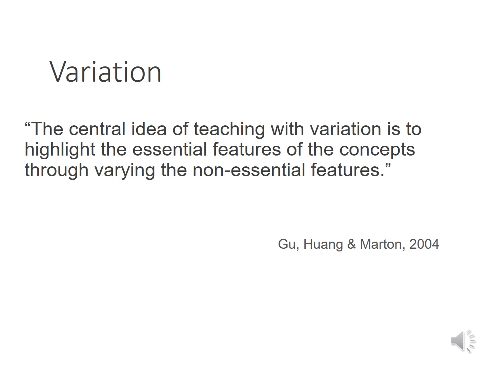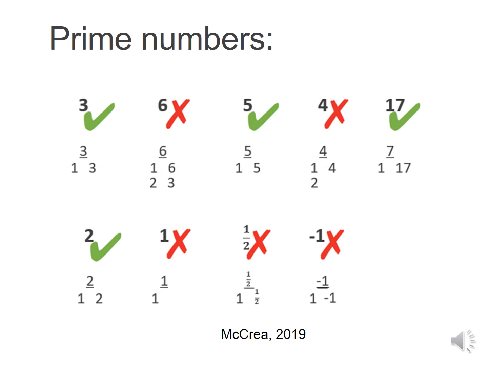The central idea of teaching with variation is to highlight the essential features of the concepts through varying the non-essential features. I think that is one of our takeaway themes from today. So I really want to put some in place how we can teach things. Again, we wouldn't need a worksheet to do this, but by teaching people what a prime number is, choosing our examples very carefully enables us to do that.